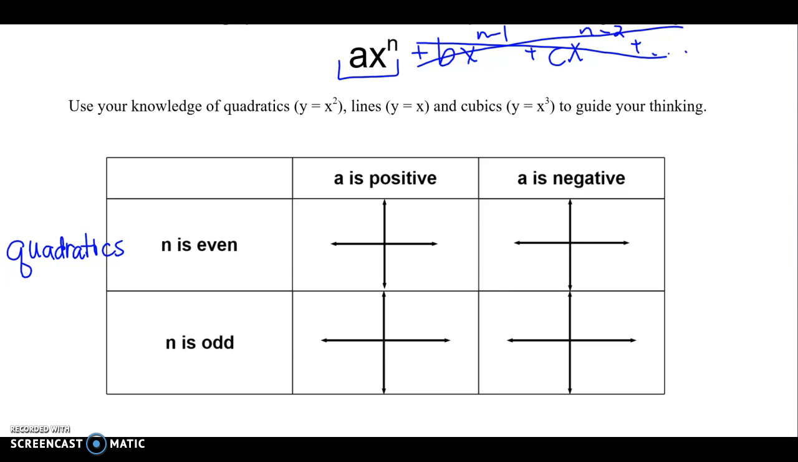So it's going to be up, up, or down, down. The same direction. So if a is positive, so if our coefficient is positive, we're going to go up, up. You can put a little example in the box if you want. So like the 3x to the 6.